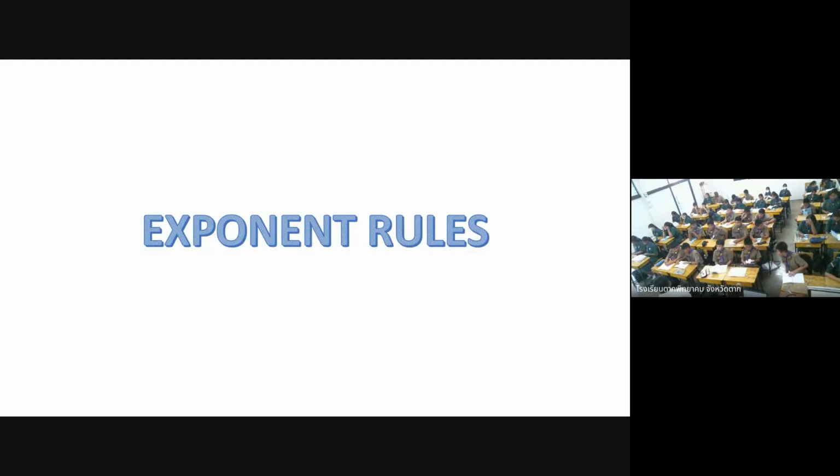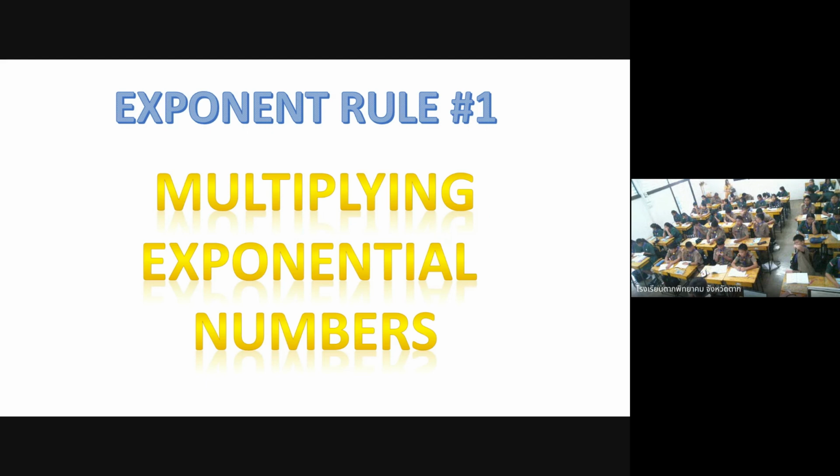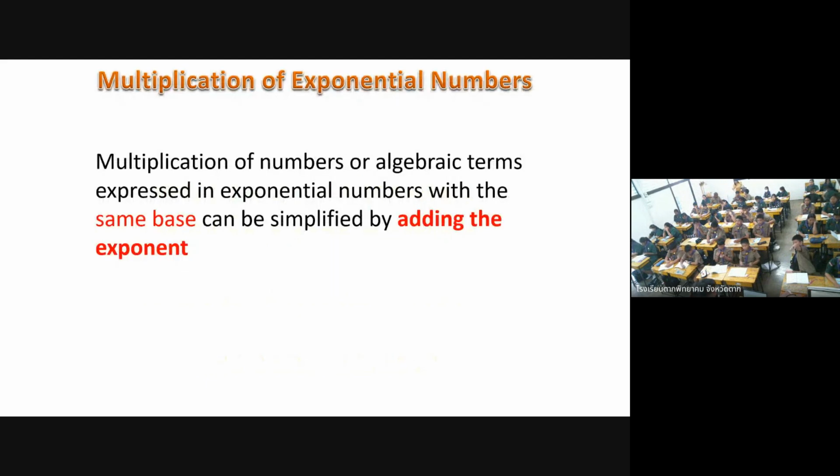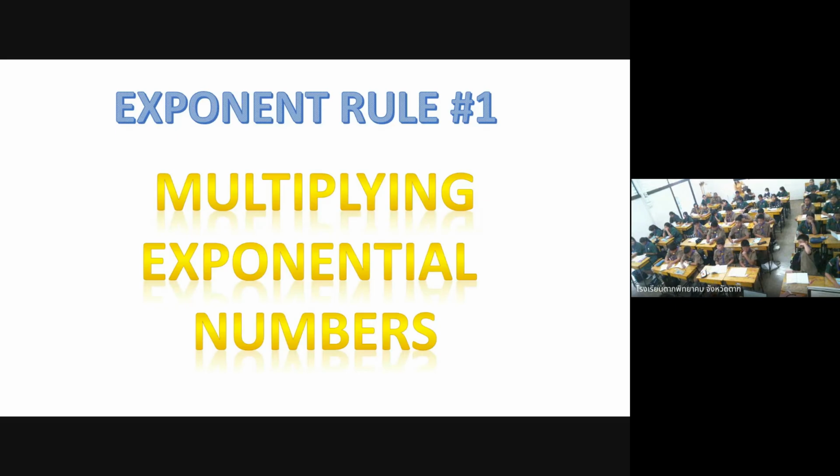Okay. What we're going to study today are all about exponent rules. What is exponent again? But again, we're going to study the rules in exponents. There are 7 rules of exponent, but we're going to study, I think, only 3 today. The first rule, make sure you copy, okay? Exponent rule number 1 is multiplying exponential number.